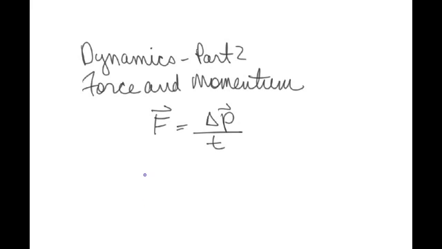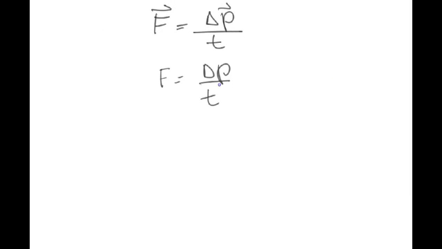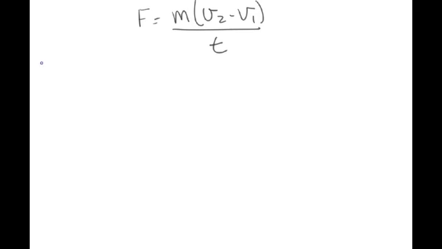Now, because we normally work in a scalar world, we're most commonly going to use this form of the equation, which is a scalar version. And because momentum is nothing more than mass times velocity, and in our problems the mass will be a constant, the change in momentum is really nothing more than a mass times a change in velocity. So an expression for that is this, where the force is equal to the mass, which is a constant, times V2 minus V1, which is delta V, divided by T. And a quick example.